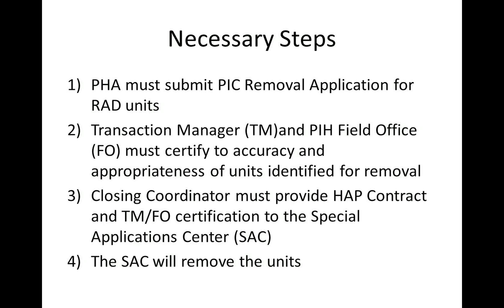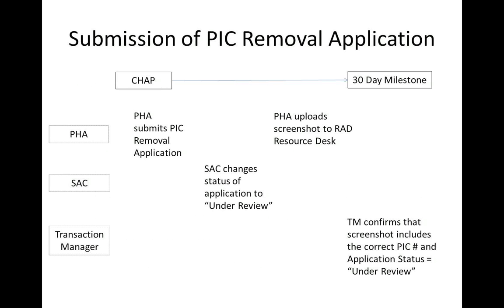So the third major step is that the closing coordinator is going to send both the HAP contract and a certification form that the transaction manager and field office are completing to the SAC. And then the SAC will be able to remove the units. So that's just high level. Now we'll go into some greater detail. I apologize for the scant formatting of my charts, but simplicity is godliness, is what my mother said.